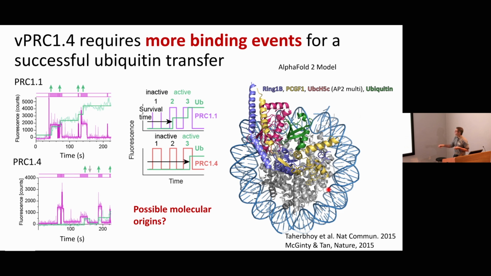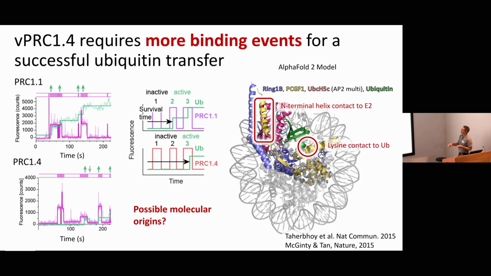So this is a model of the complex, in this case for PRC1.1, and you see the complex here, and it has these extended alpha helices that are not there for PRC1.4, and we are investigating if this might be the reason, or if some contacts between the E2 ubiquitin and the E3 ligase might be the reason for this reduced activity.